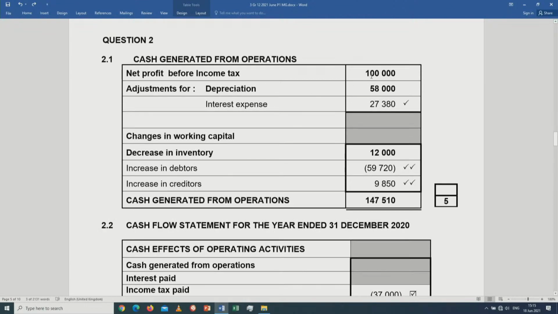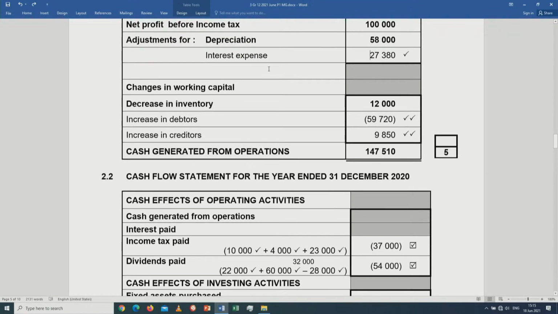The two figures, net profit before tax was given as well as depreciation. The interest expense 27,380 must be accuracy mark. If by mistake a learner showed this figure in brackets, then it's wrong. So remember the interest expense figure on the note of the cash flow, it must be positive. So nothing there.